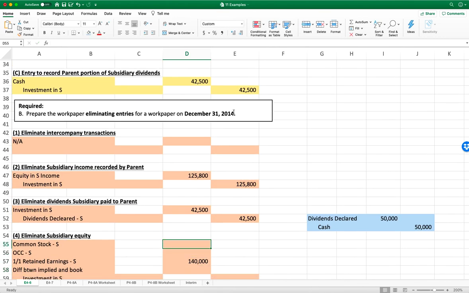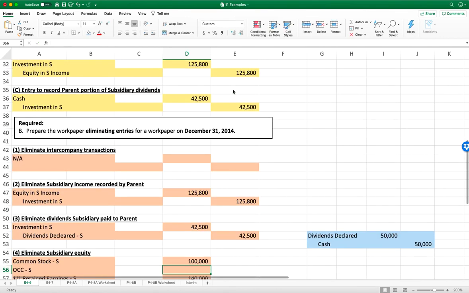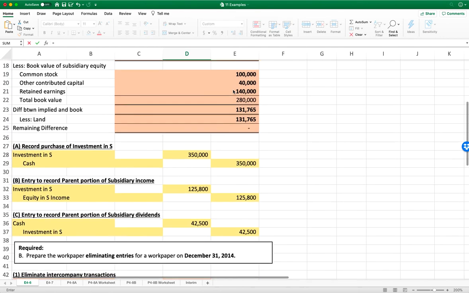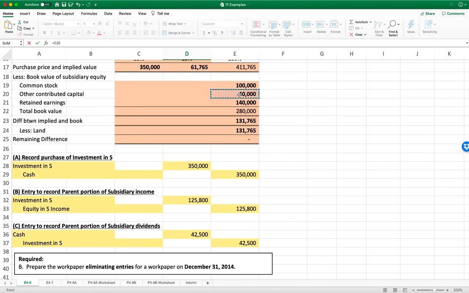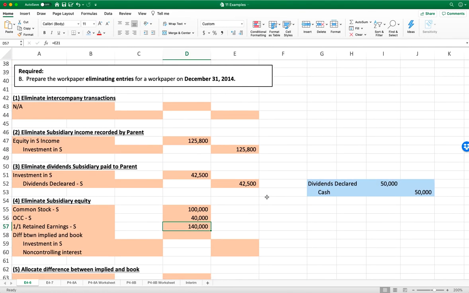Now, for the purposes of this class, common stock and other contributed capital will also stay the same over time. So our subsidiary won't issue any new shares during our consolidation periods. So those are always going to be the same just because our book is nice to us. So whatever they were on the date of acquisition, that's what they will still be when we add our subsidiary general ledger into our worksheet.